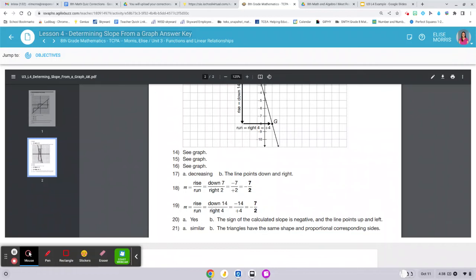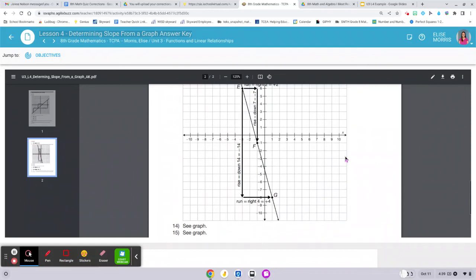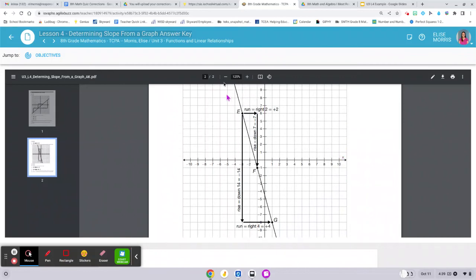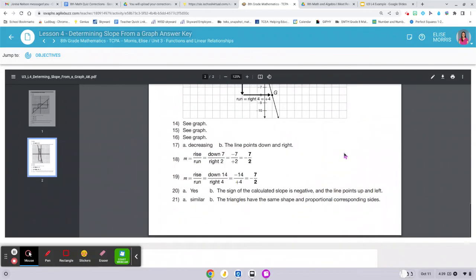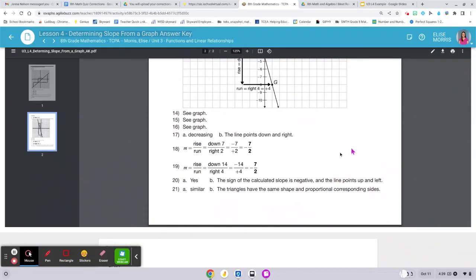And so that's what 20 is going to ask you. Does the slant of the graphed line correspond to the sign of the calculated slope? And we're really just looking at, was the slope positive? Was the slope negative? Okay, we had a negative slope here. And so if you look up here, it is going down to the right, which is a negative slope.